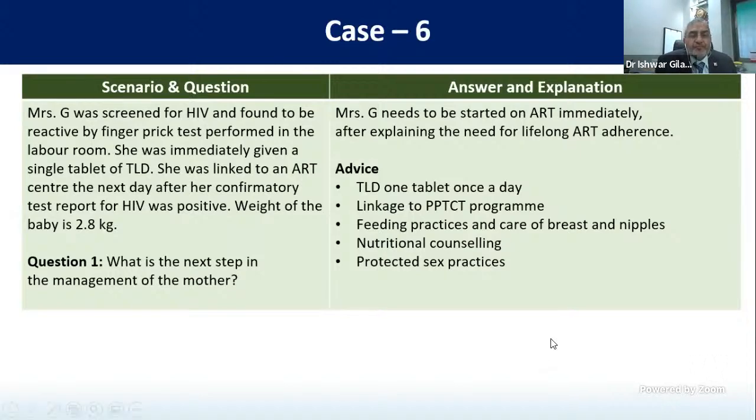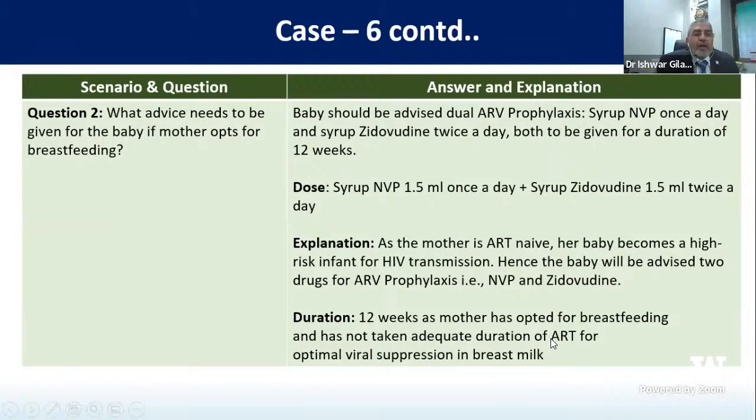Next slide, please. What advice needs to be given for the baby if mother opts for breastfeeding? In this case, baby should be advised dual ARV prophylaxis, which is syrup nevirapine once a day and zidovudine twice a day, both to be given for a duration of 12 weeks. And dose is already mentioned.